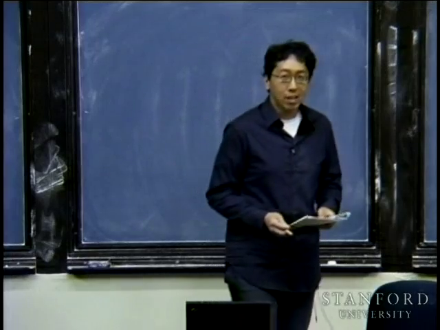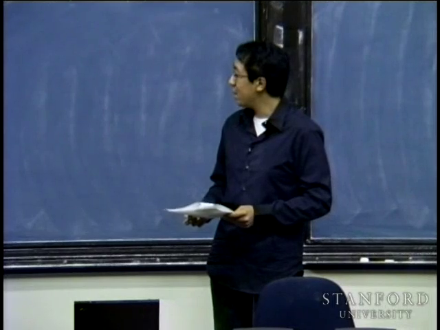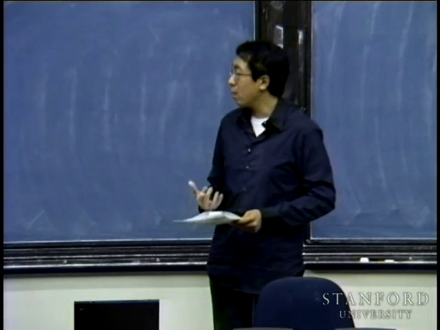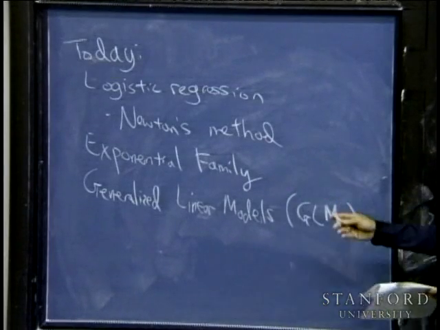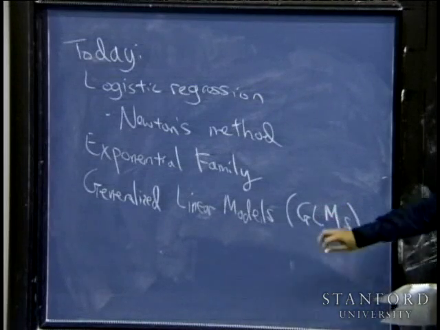Okay, so welcome back. What I want to do today is talk about Newton's method, which is an algorithm for fitting models like logistic regression. And then we'll talk about exponential family distributions and generalized linear models, which is a very nice class of ideas that will tie together the logistic regression and the ordinary least squares models that we've seen. So hopefully I'll get through that today.